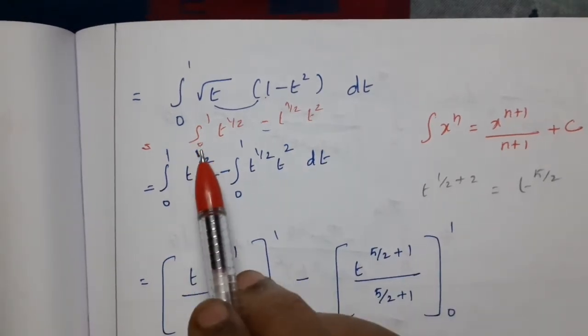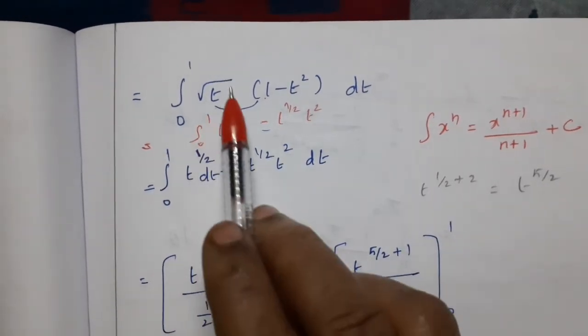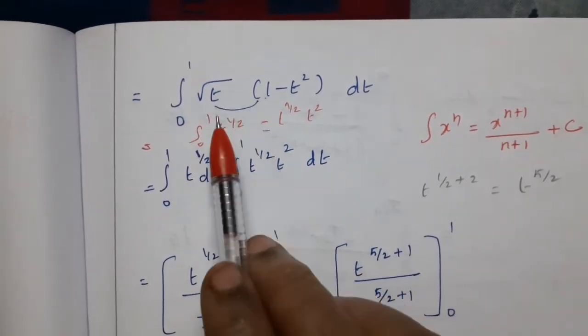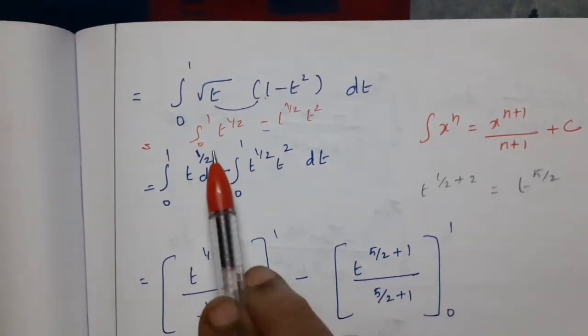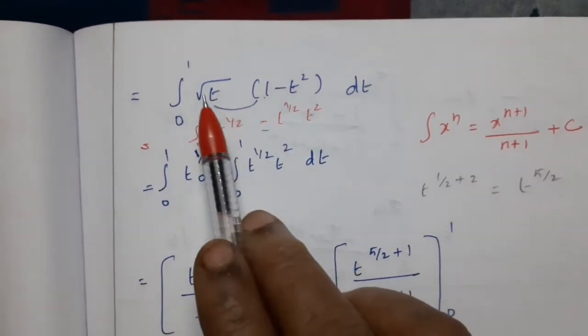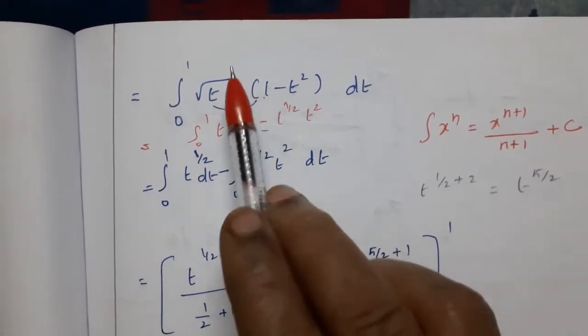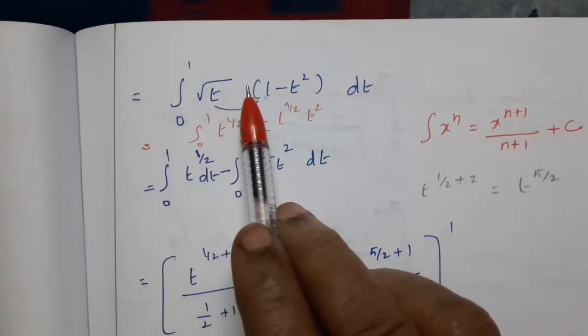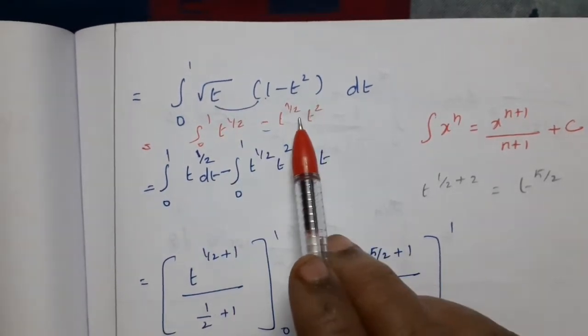Now, from 0 to 1, root t we rewrite as t power 1 by 2. Before we write, we just multiply. Root t into 1 is root t. Root t into t square is t power 1 by 2 into t square, and since the base is the same we add the powers: 1 by 2 plus 2 becomes 5 by 2.